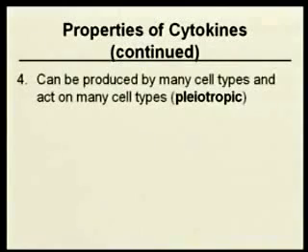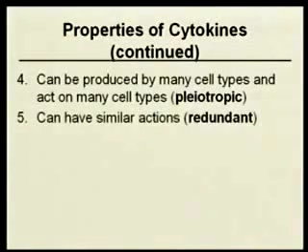Again, the production of cytokines is not limited to one cell type. It can be produced by a number of different cells. The macrophage and the T helper cells tend to be two cells that do most of the production, but a number of different cells can produce a number of different cytokines. And this means they're pleiotropic.